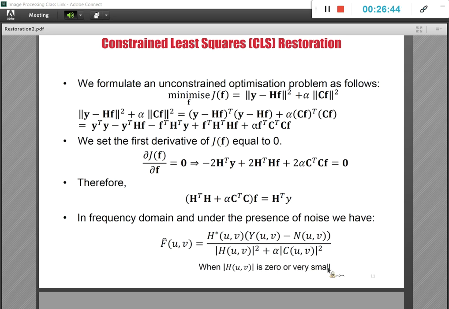H is 0 or very small in some items. If we didn't have this item, this small value was a bad point. But because we have this item, when H was 0, this term applies. This is working, this item.